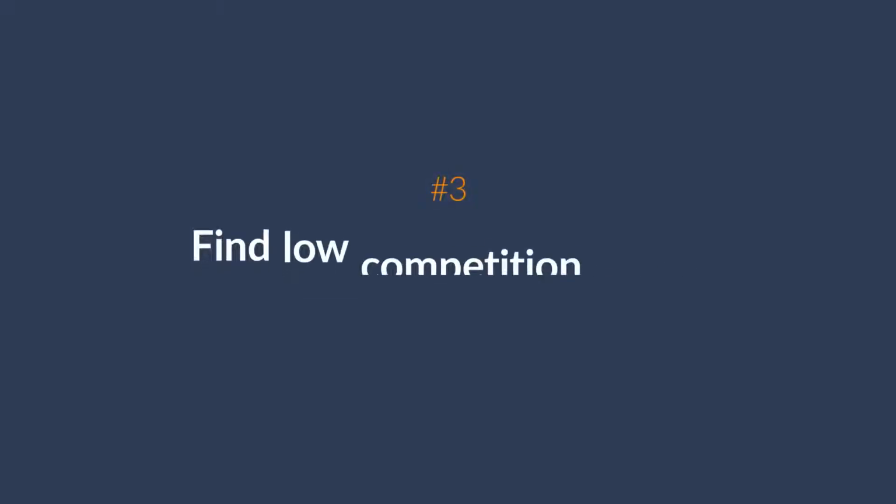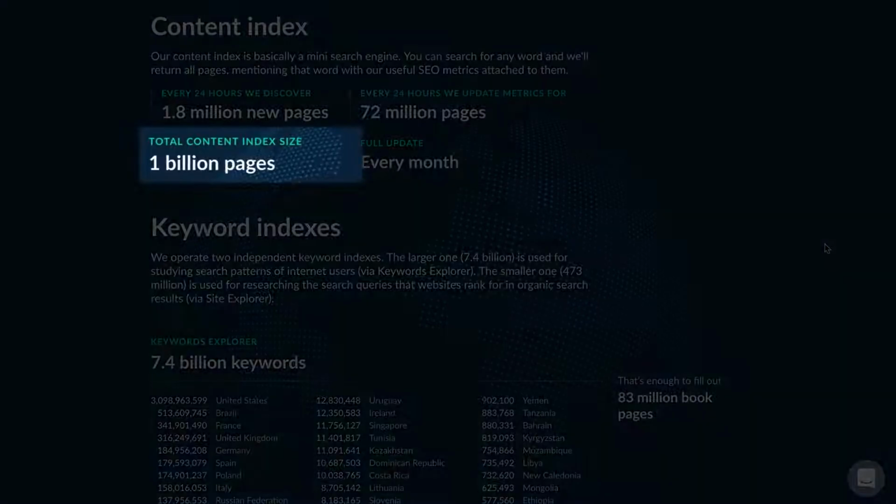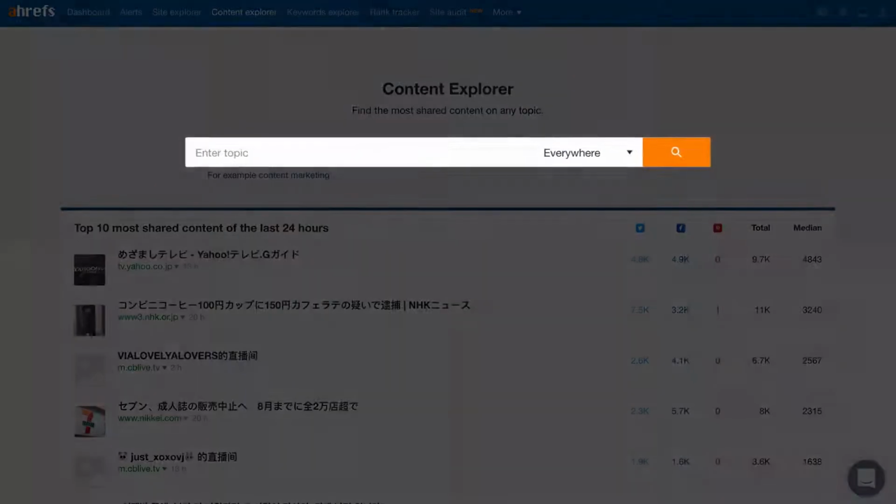The next way is to find low competition topics with high traffic potential. And you can do this using Content Explorer, which is our very own search engine with a database of over 1 billion pages. Just type in a general keyword related to your niche. So I'll type in backpacks.